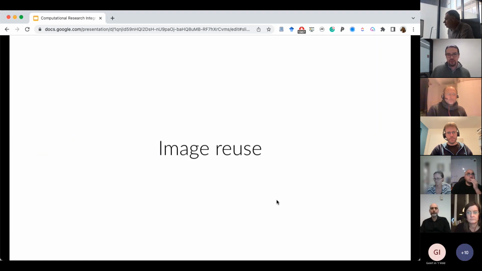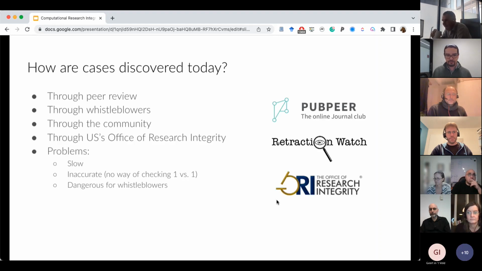All right, so image reuse, and this is very close to my heart, and I probably spend most of my time on this problem. The way that problems are discovered today is through peer review, whistleblowers, the community. But a lot of times these issues are not discovered proactively. They're not really caught during submission, although we've had some advances on that with some companies creating methods. And myself, I have to disclaim that I've been working on this with a method and computational techniques. But usually it's retroactive. So how can we make sure that this is being done for every image?